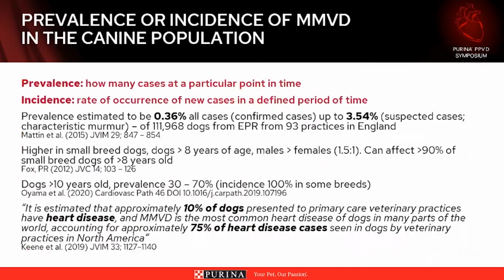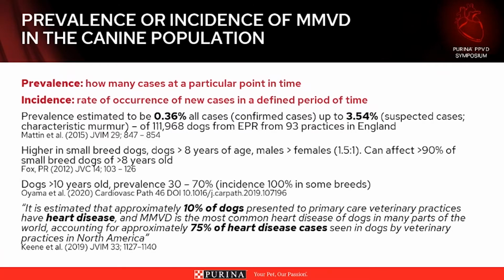So when we think about prevalence or incidence, I guess we should think about how these are defined. Prevalence is how many cases at a particular point in time, whereas incidence is the rate of occurrence of new cases in a defined period of time, whether that's 5 years or 1 year. So I think we're mainly talking about what's published about prevalence.